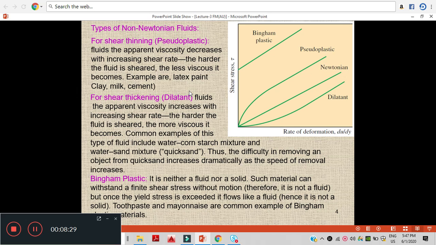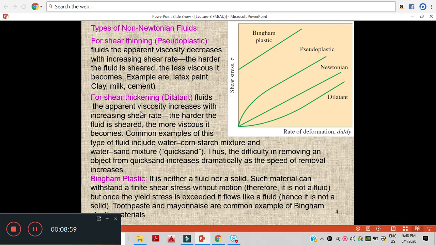So let's see here the pseudoplastic. Here you see initially the viscosity was more. But as the shear stress is increasing, the viscosity is getting decreased. You see here, this is basically the line of the shear stress, this is the viscosity line, but as the shear stress is increasing, the viscosity is decreasing.